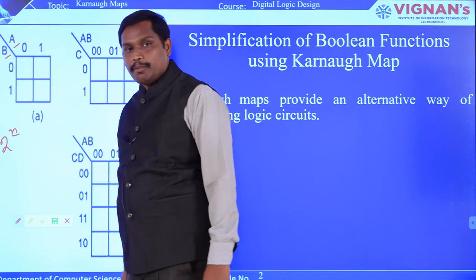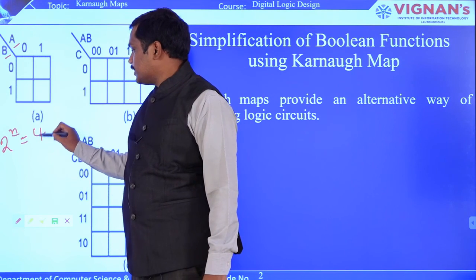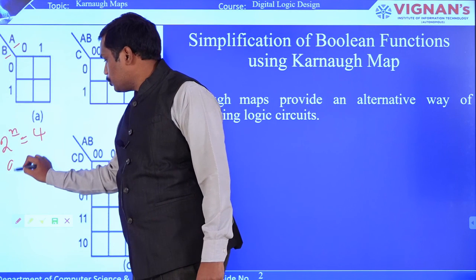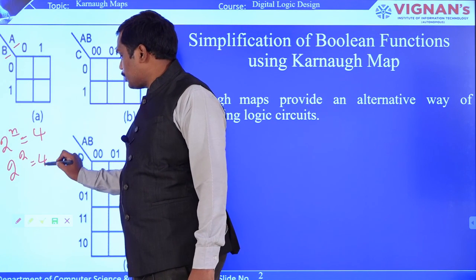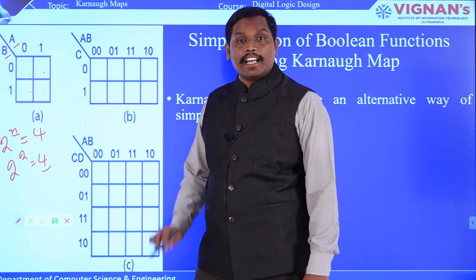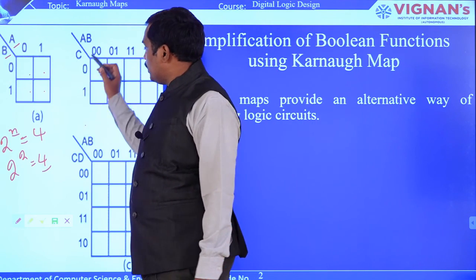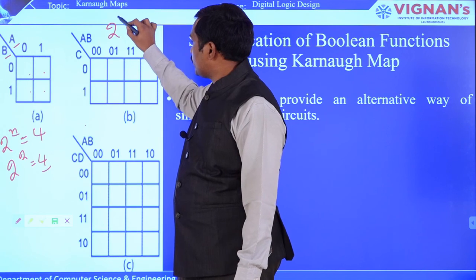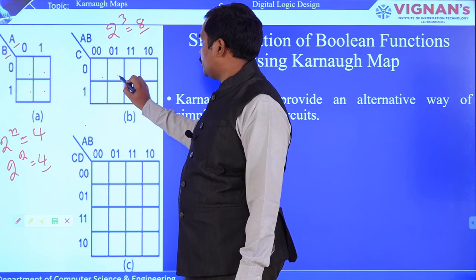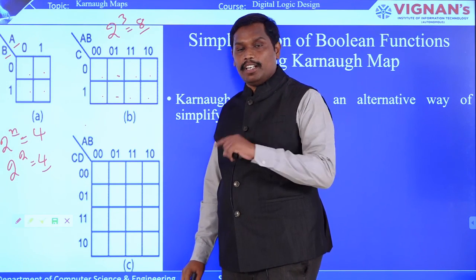So n represents the number of variables, and the Karnaugh map is constructed in such a way that the cells depend on the number of variables. So if n is equal to 2, that is 2 power 2, which is equal to 4 cells, and these 4 cells you can see here 1, 2, 3 and 4. This is how you are going to construct a Karnaugh map for 2 variables. For example, you consider 3 variables, that is 2 power 3, which is 8. So 8 cells are there, so you can see 1, 2, 3, 4, 5, 6, 7, 8. So 8 cells are there for the 3 variable Karnaugh map.